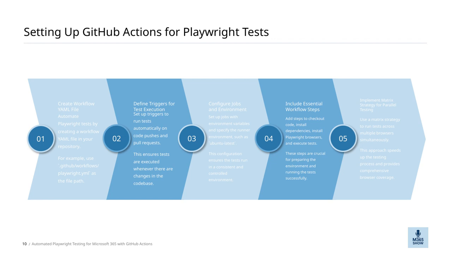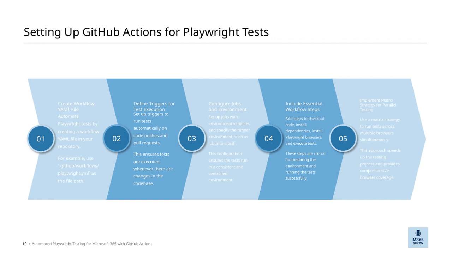Next, you'll want to set up triggers for your workflow. Think of triggers as the conditions that kick off your tests. Common triggers include code pushes and pull requests. This way, every time someone updates the code or submits a pull request, your tests automatically run, ensuring everything stays working smoothly with every change. Now, let's talk about configuring the jobs within this workflow. You'll specify environment variables to control how the tests run, and also select the runner environment, like ubuntu-latest.